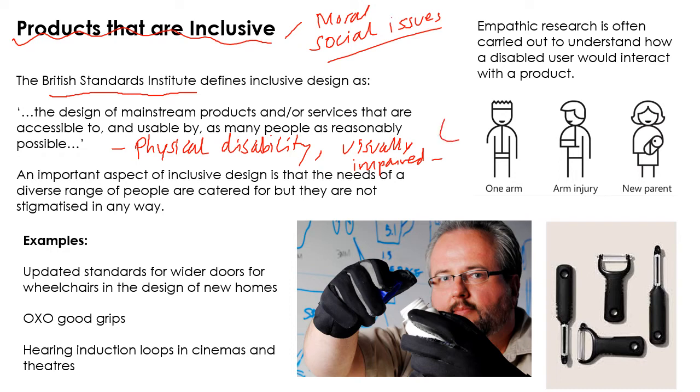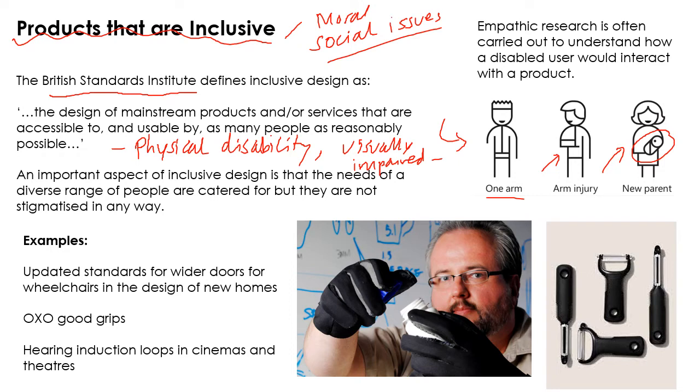But also, I think this little image is quite interesting. You might be designing for someone who is physically disabled, so maybe has one arm. But the product that you develop, if it can be used by someone with one arm, is also going to be great for someone who has an arm injury, or a new parent who is constantly carrying around their little person, a baby, and might only be able to use one arm. So quite often, products that are designed to be inclusive and specifically for people with disabilities actually have massive benefits for a wide range of people and just the general population.